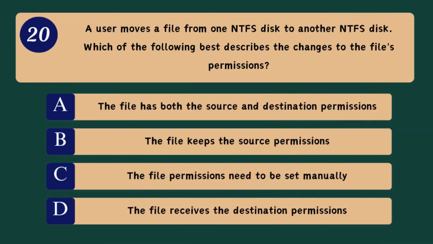Question 20. A user moves a file from one NTFS disk to another NTFS disk. Which of the following best describes the changes to the file's permissions? A. The file has both the source and destination permissions. B. The file keeps the source permissions. C. The file permissions need to be set manually. D. The file receives the destination permissions.